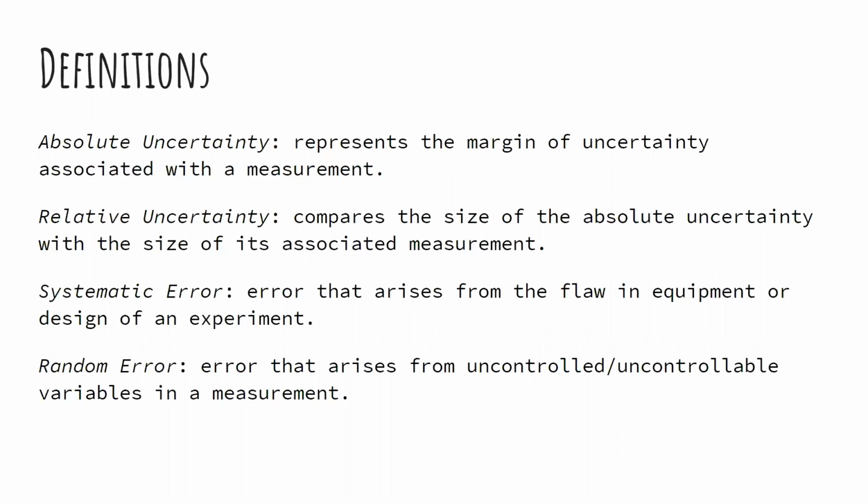The fourth and final definition is random error, which is error that arises from uncontrolled or uncontrollable variables in an experiment or measurement. And this means that this cannot be replicated as easily.